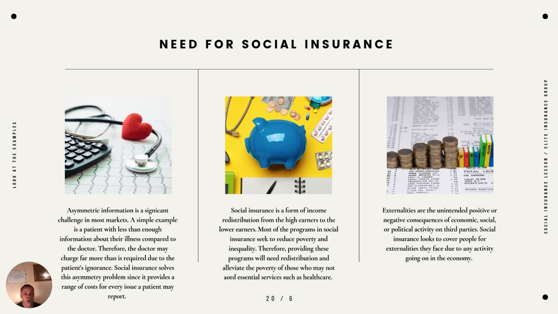There is a need for social insurance. It's a form of income redistribution, from higher earners to lower earners. Most of the programs that are in social insurance seek to reduce poverty as well as inequality. So, by providing these programs, this helps with the redistribution, as well as to alleviate the poverty of those who may not afford essential services, like healthcare, things of that nature.